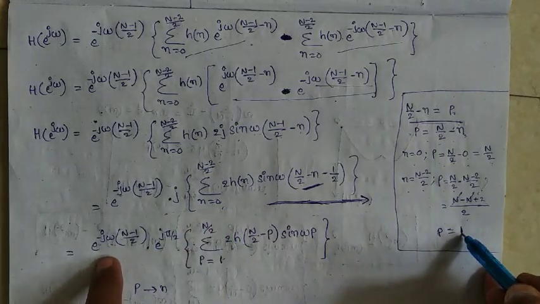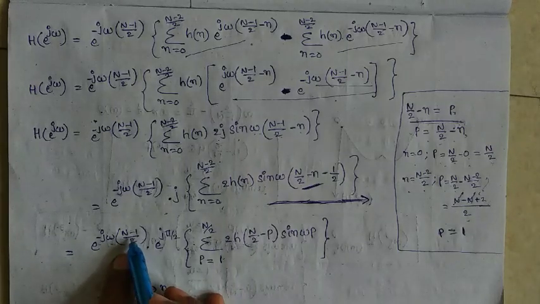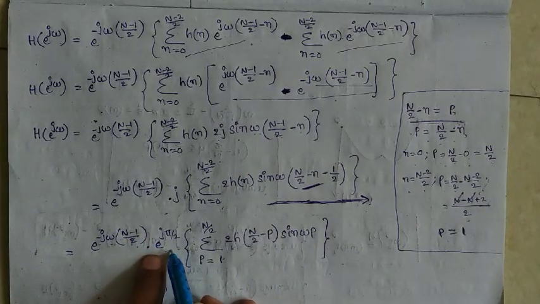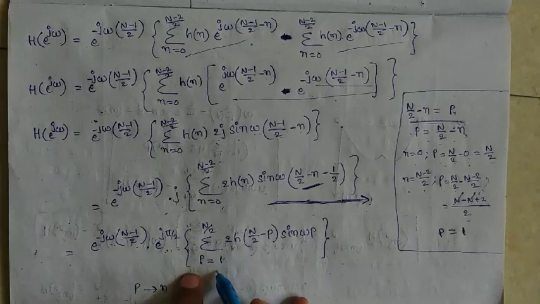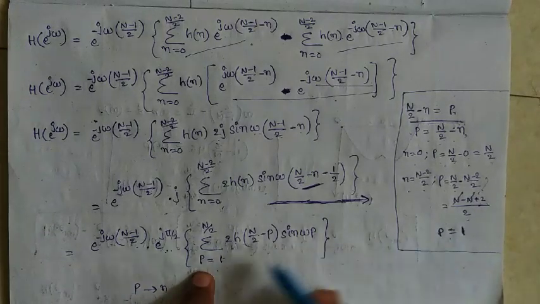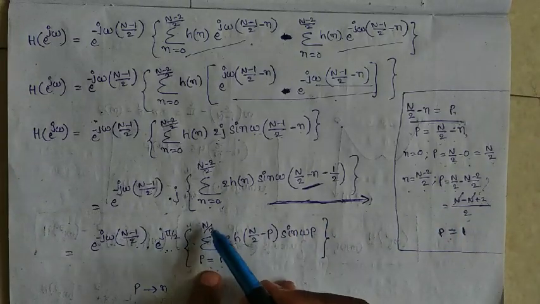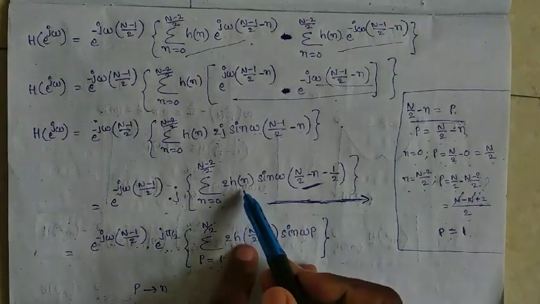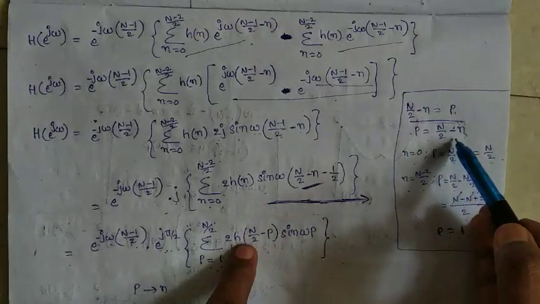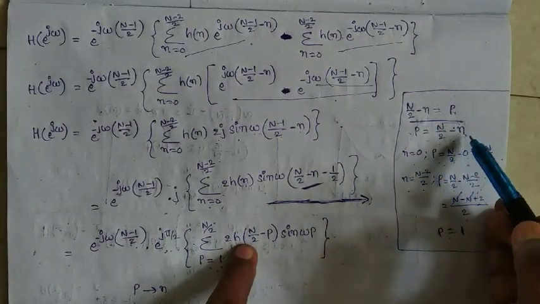Here h of e power j omega is equal to e power minus j omega of (N minus 1) by 2, e power j pi by 2 for j, of summation p is equal to, in the p limits, we are replacing the limits, p is equal to 1 to N by 2, of 2 into h of n, where the n value is, what is the n value?